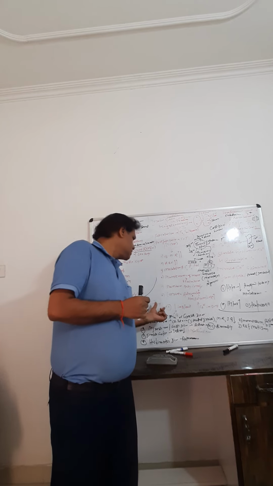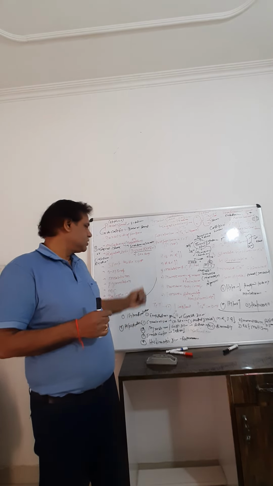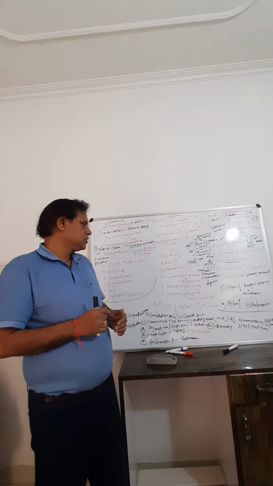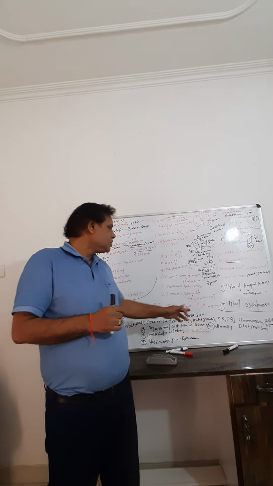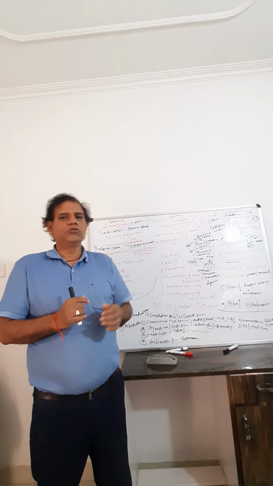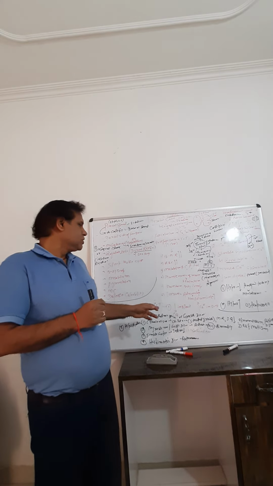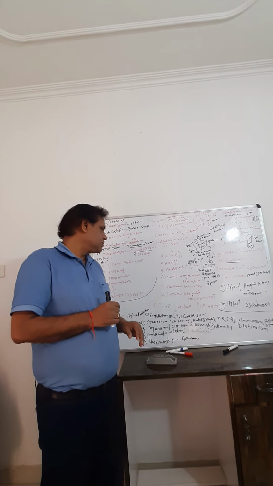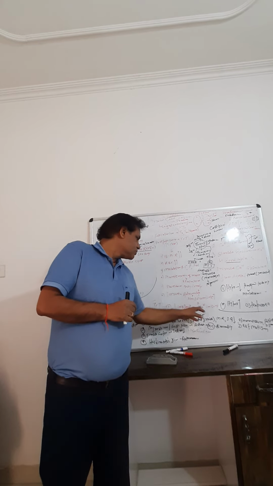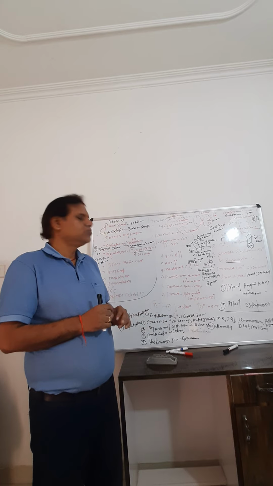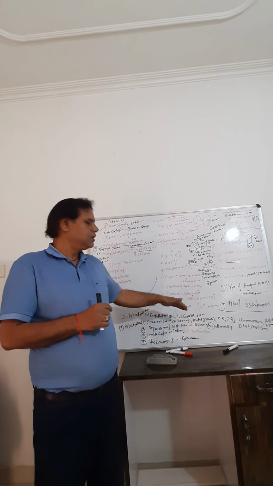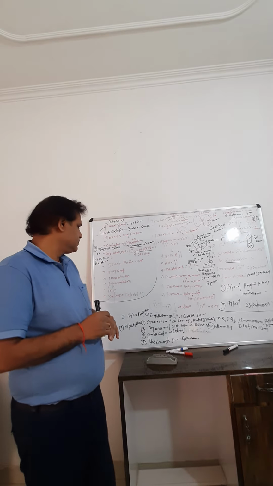But the second one is TCT. TCT decreases the calcium level in blood and increases the calcium level in bone, because it is responsible for transportation of calcium from blood to bone. So it decreases the calcium level in blood and increases the calcium level in bone.